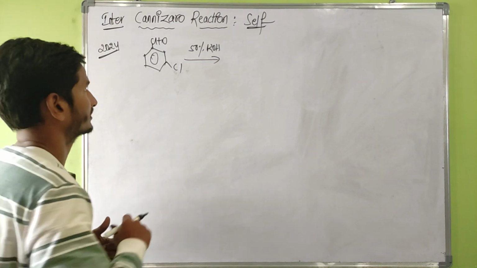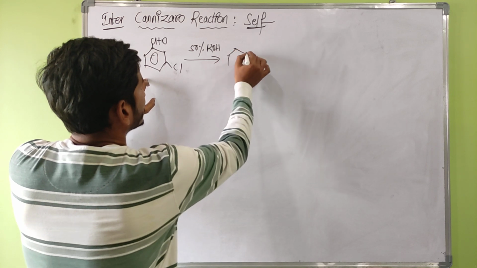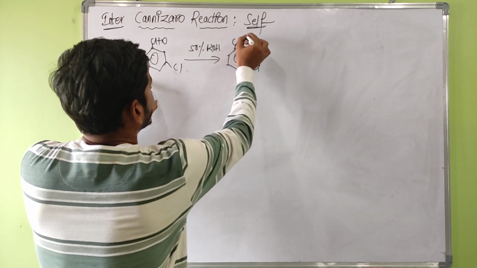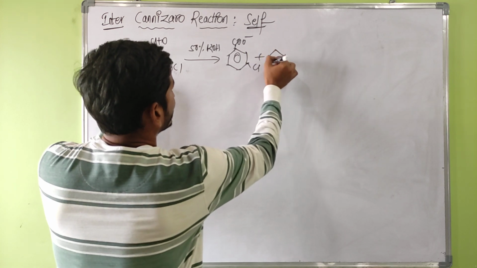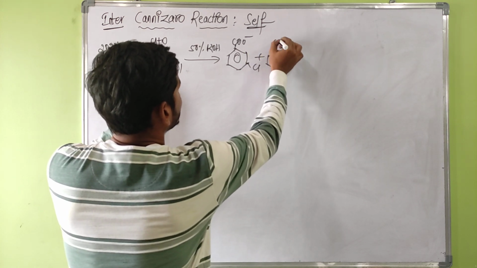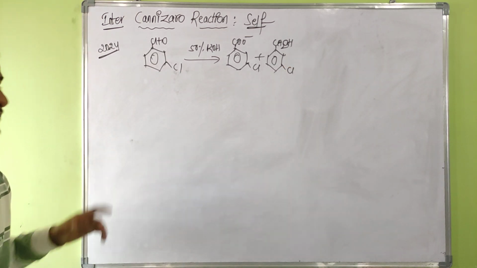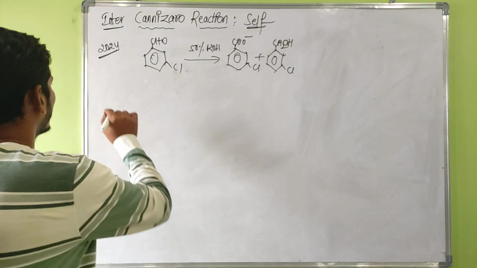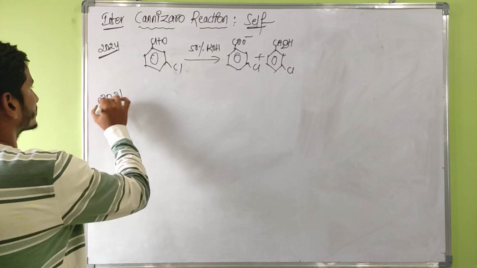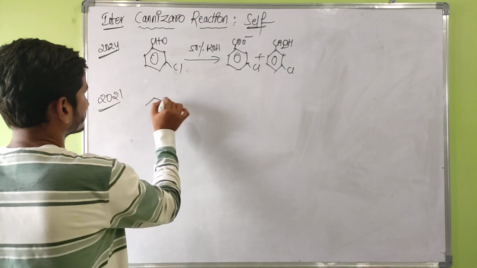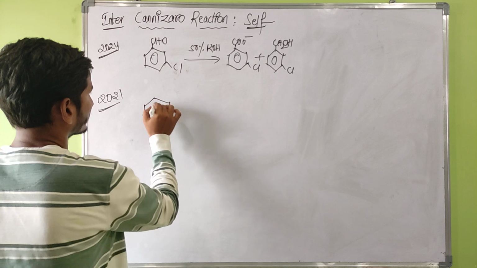I hope you are done. Let me make the products here. The other one will be reduced. One gets oxidized, the other gets reduced, that easy. Now let us solve one more question, which was asked in 2021 JEE Mains. Look at the question, look at the molecule given in the question.